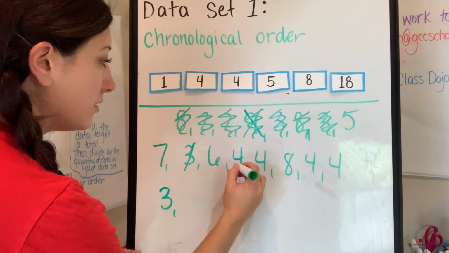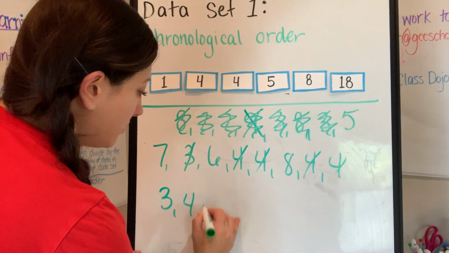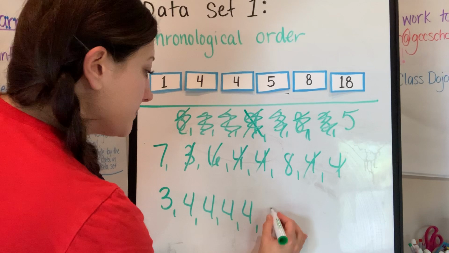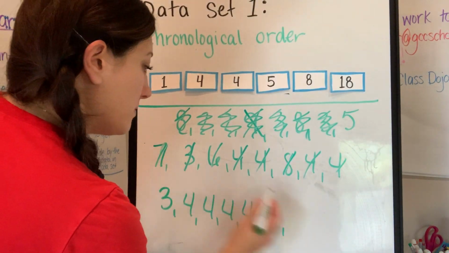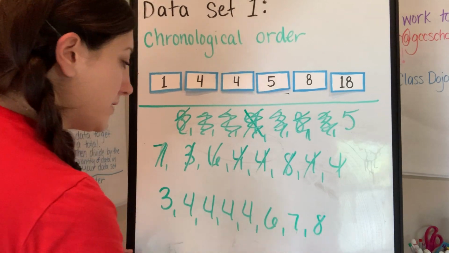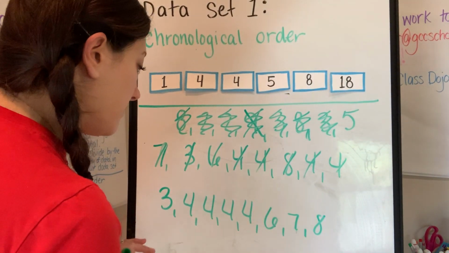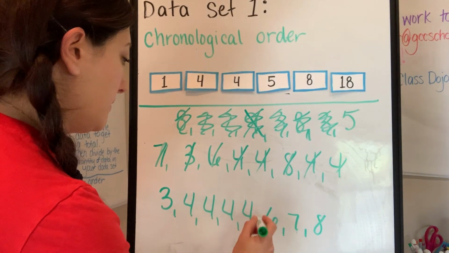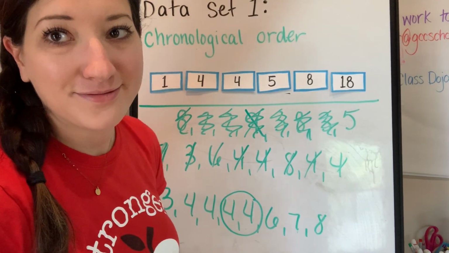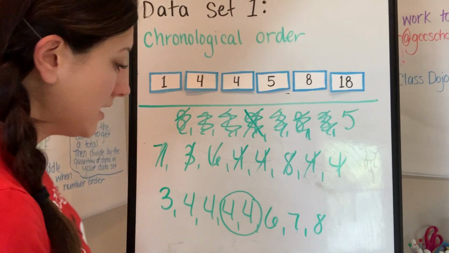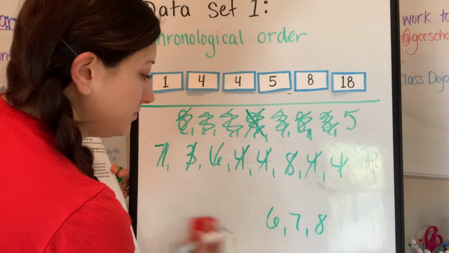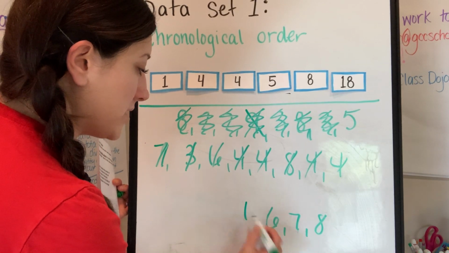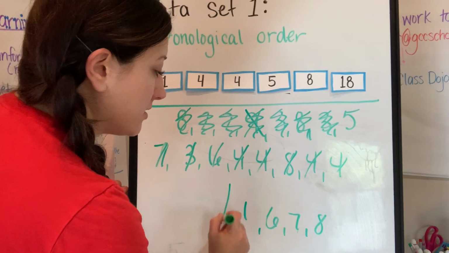3, 4, 4, 4, 4, 4, 4, 4, 4. Then 6. Then 7, then 8. Okay, 1, 2, I mean, it's gonna be 4 for sure. 1, 2, 3. 2 4s are in the middle, but that's the same number, so you don't really have to average them. Let's pretend it was just these guys. 6, 7, and 8. Or let's put 1. 1, 6, 7, 8. Here's my new data set.